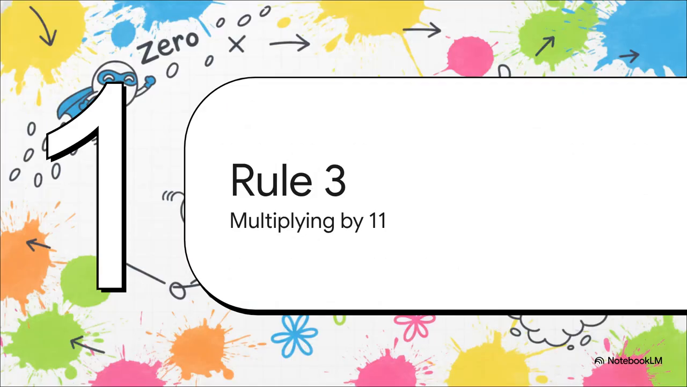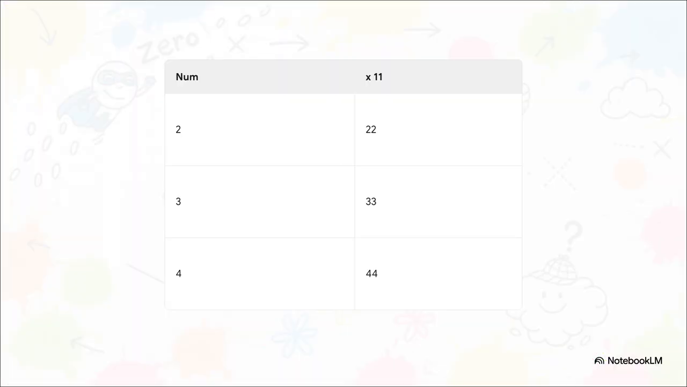Moving right along, we have Rule 3, the 11's duplicator. Multiplying by 11 is so cool because this number basically acts like a magic cloning machine for single digits. So whenever you multiply 11 by any single digit, that digit literally just duplicates itself. 2 becomes 22, 3 becomes 33, 4, 44.